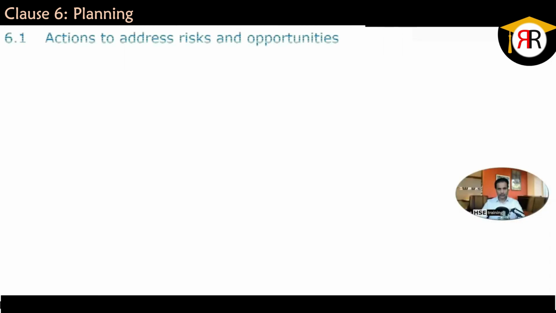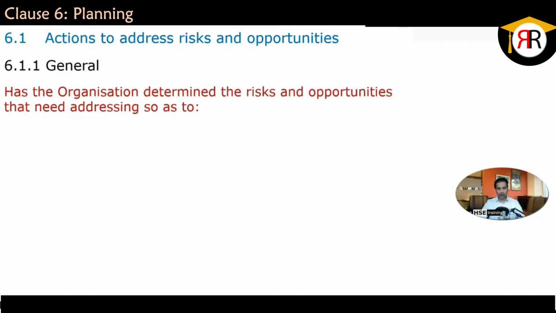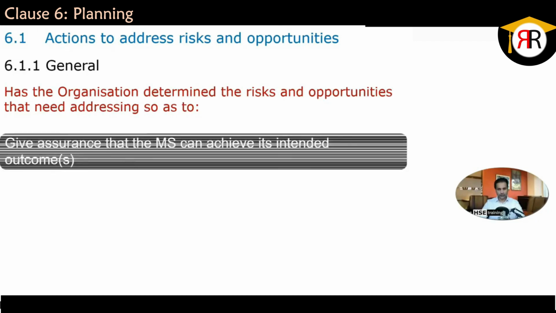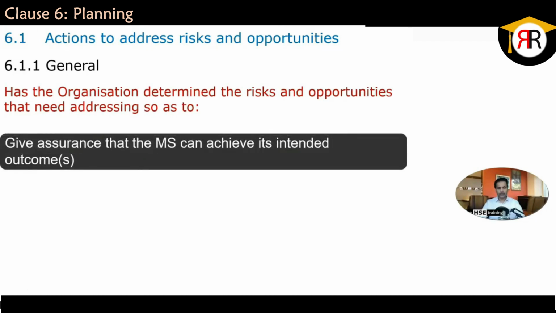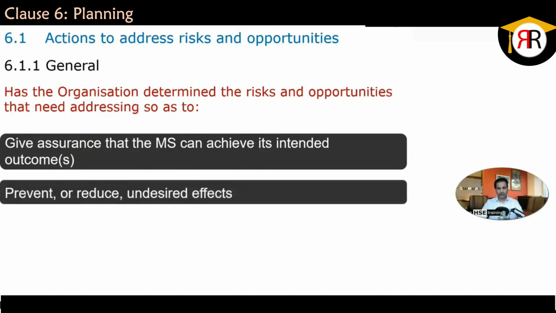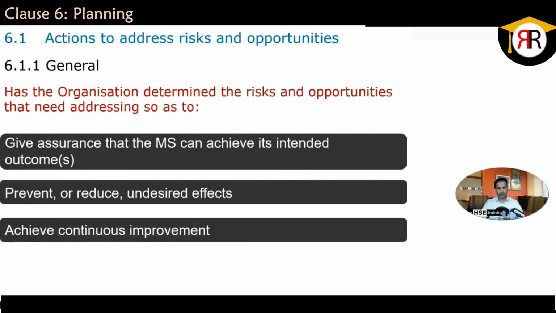In clause 6, the first subclause is the actions to address risks and opportunities, and there is a subclause under general. This is asking if the organisation has determined the risks and opportunities that need addressing, so as to give assurance that the management system can achieve its intended outcomes, to prevent or reduce the undesired effects, and also to achieve continuous improvement.